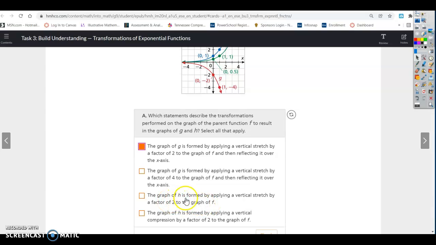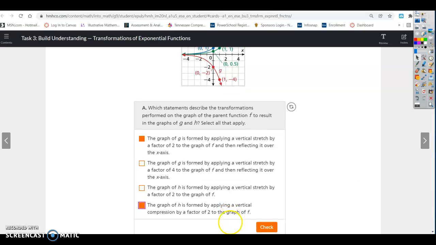So the graph of h is formed by a vertical stretch, okay, here. So it's going from 1 to 0.5. So that would be considered a compression instead of a stretch. So h is formed by applying a vertical compression by a factor of 2, and that's why it is 1/2.